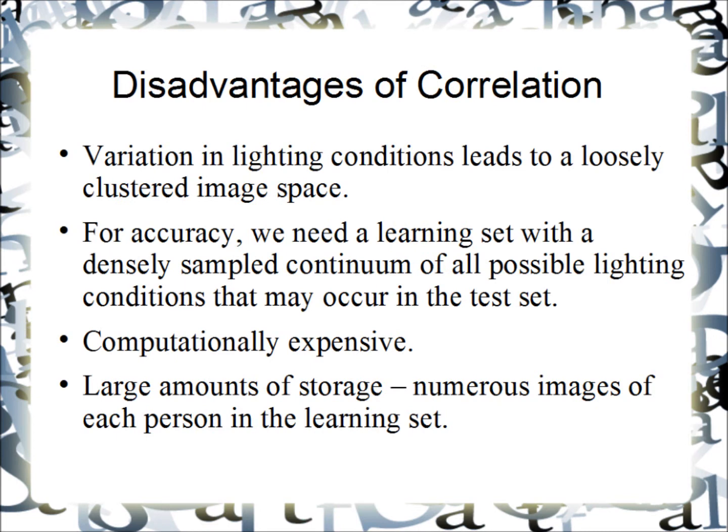There are a lot of disadvantages with correlation. Variation in light conditions leads to a loosely clustered image space. For accuracy, we need a learning set with a densely sampled continuum of all the possible lighting conditions that may occur on the test set. Correlation is computationally expensive, and you need large amounts of storage.